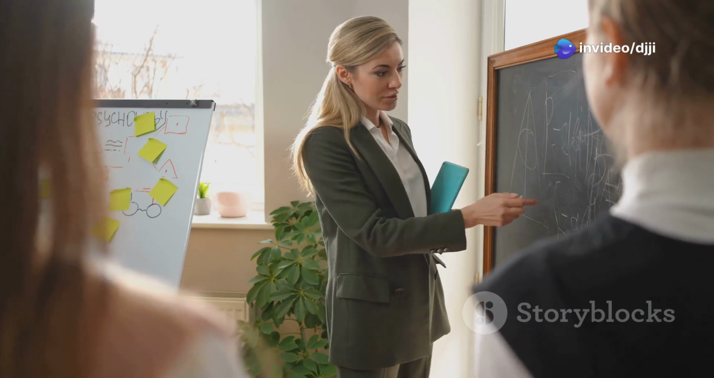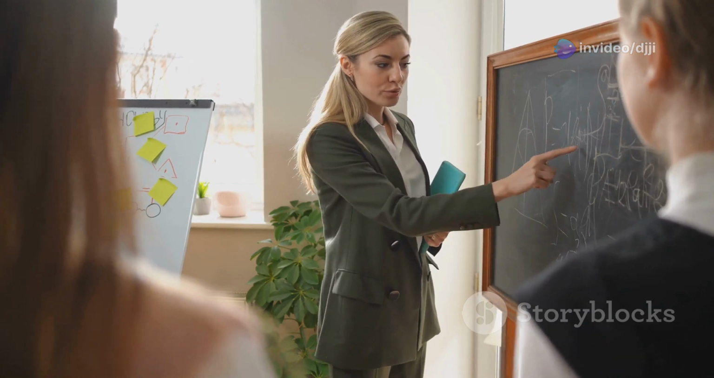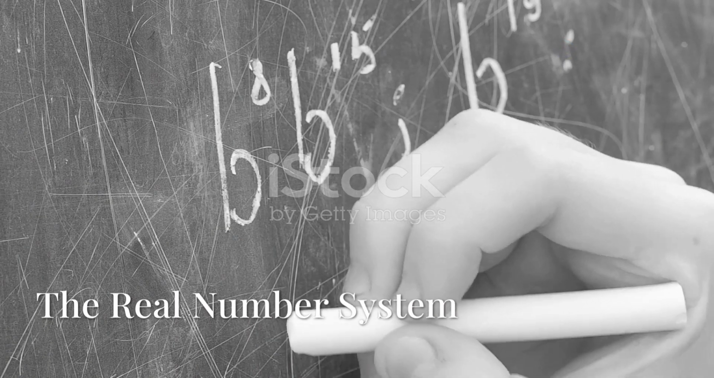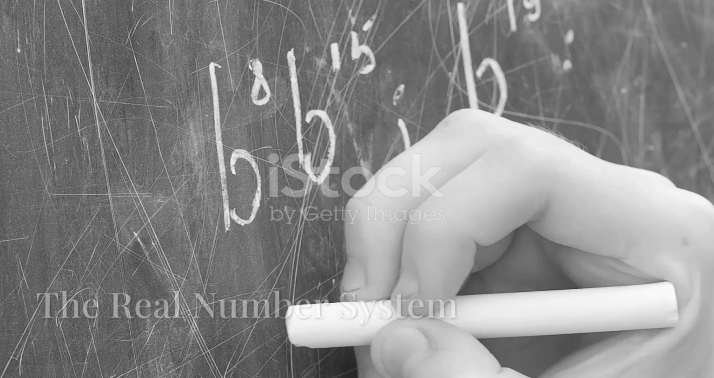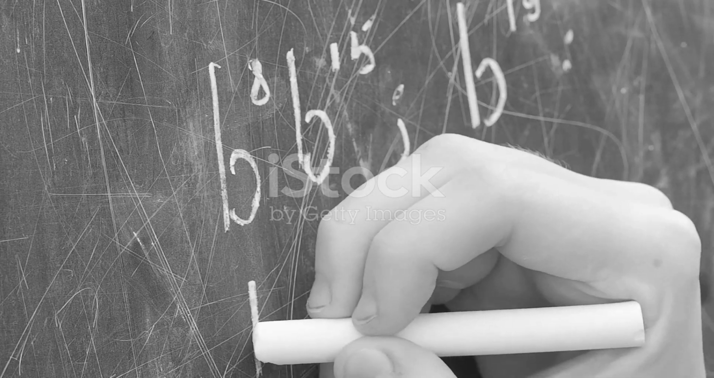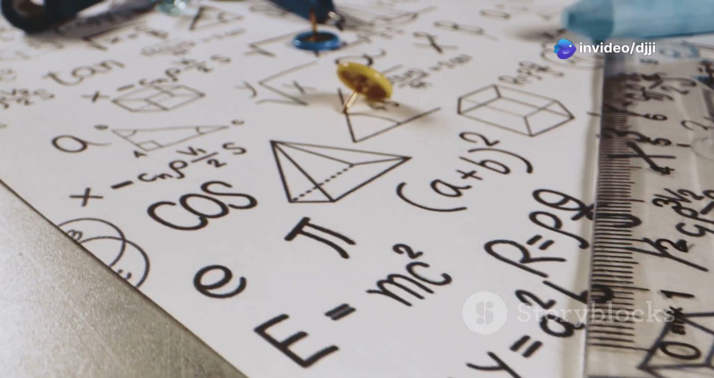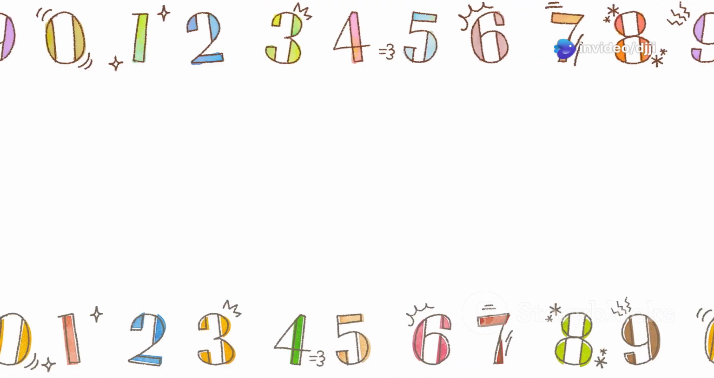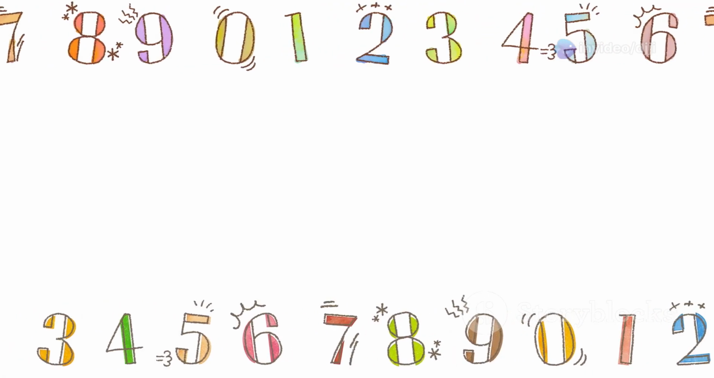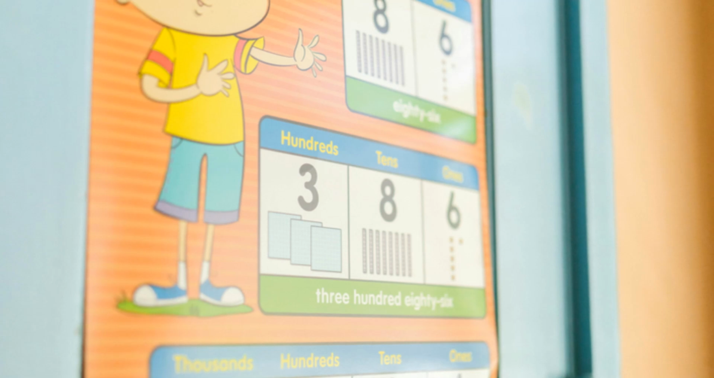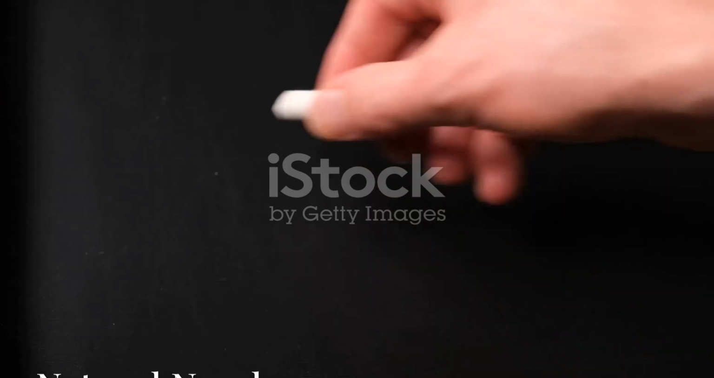Today we are diving into the real number system and the root of a number. The real number system is a set of numbers that includes all the numbers you commonly use in everyday math. It's made up of several different types of numbers, all of which can be found on the number line. Here's a breakdown of the parts of the real number system.